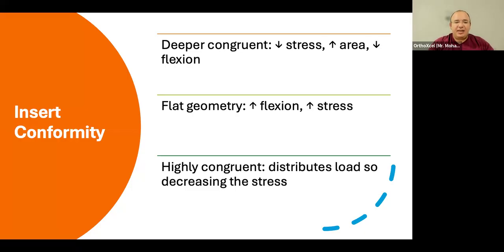You play with the insert, the polyethylene, between 2 points: make it more congruent or make it more mobile. If you make it more congruent, you get more conformation of the articular surface, better range of motion.